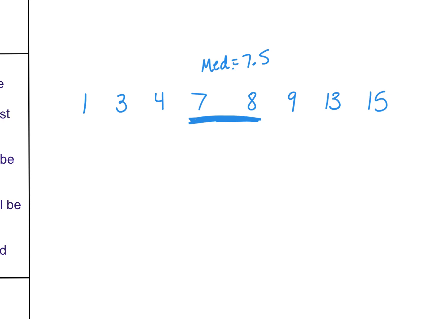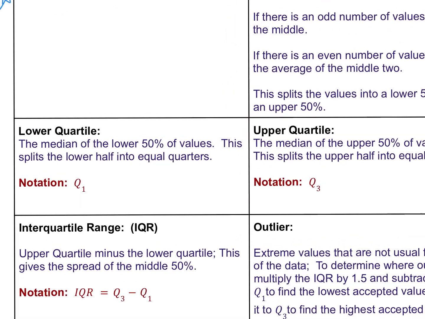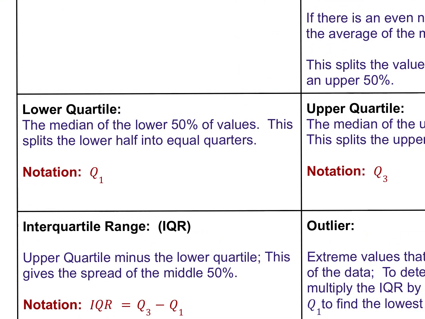Are we all cool with that? So just finding the average of the 2 in the middle if you have an even amount of points, okay? The next part, and this might be a little bit new, okay?